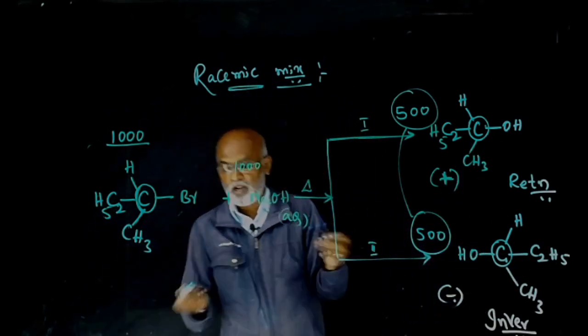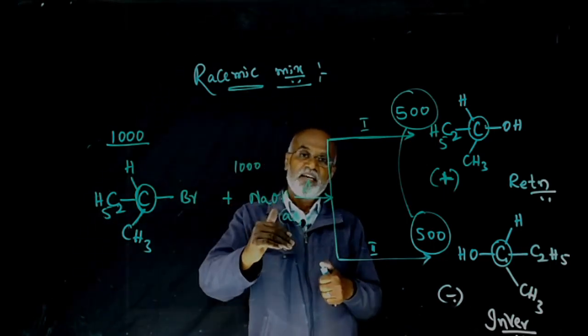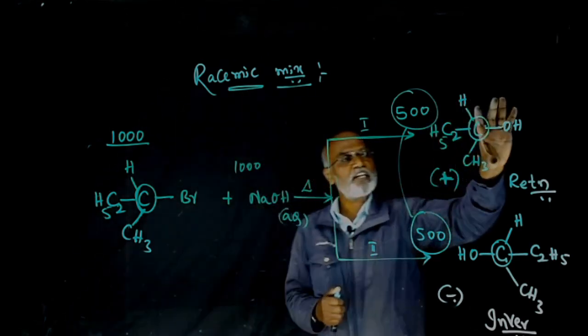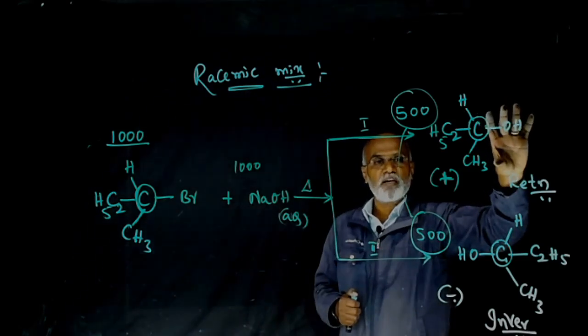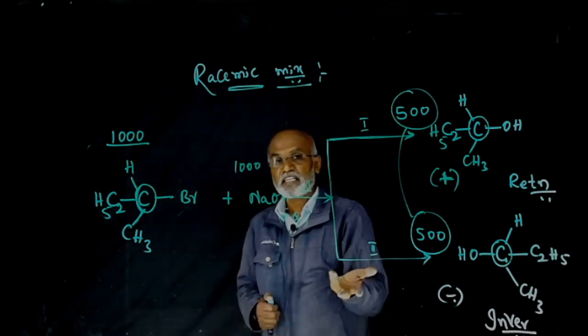And it is very simple. Racemic mixture is optically inactive. The optical inactivity of racemic mixture is because the rotation caused by one isomer is compensated by the other isomer.